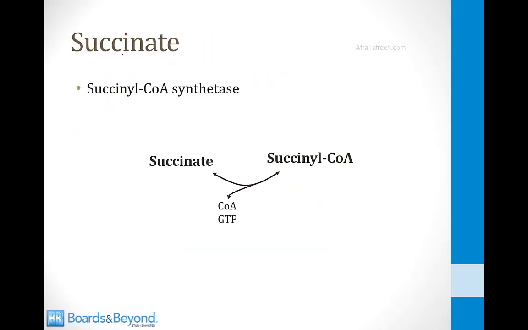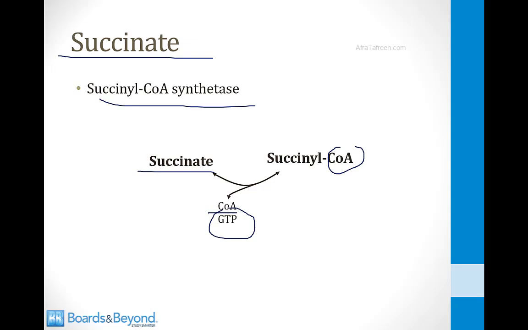The next step involves the synthesis of succinate. This is done by an enzyme called succinyl-CoA synthetase. What this enzyme does is remove the CoA from succinyl-CoA to create a molecule of succinate. In removing coenzyme A, it creates a molecule of GTP, which can be used for energy just like ATP.